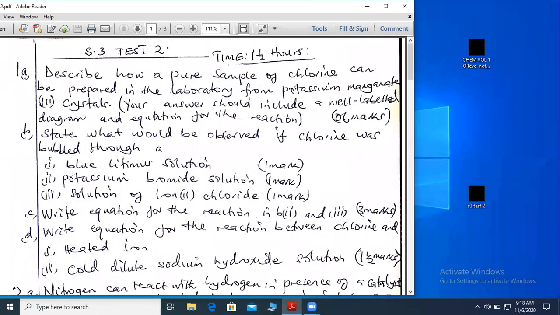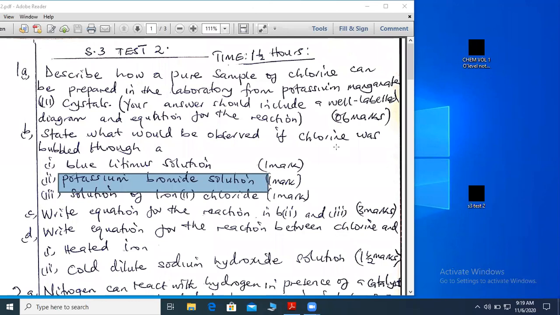Now here we are saying when chlorine is bubbled through a solution of potassium bromide, what will be observed? I first ask, what is the color of potassium bromide? Please, let's go first. Okay? It's a red solution. Potassium bromide, no. It's not red. Okay. Colorless. Kathy? Colorless. Good. Potassium bromide is colorless.